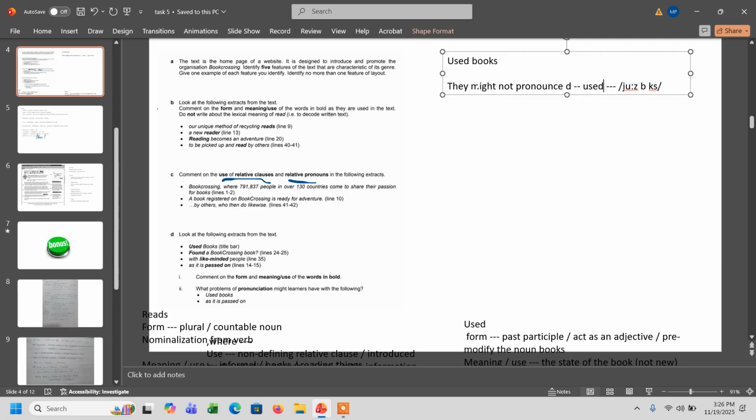And that's all I can think of for this one. Please help me if you have any other ideas. And another one is as it is passed on. As it is passed on. Maybe they might overpronounce the weak forms. Yeah, they might. Actually, as it is passed on, right?